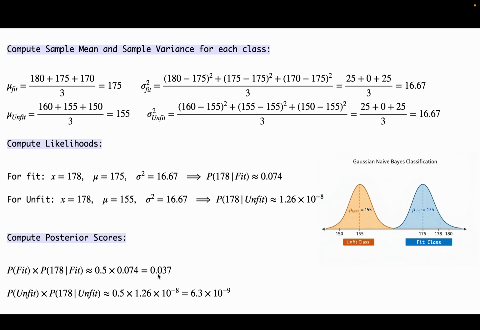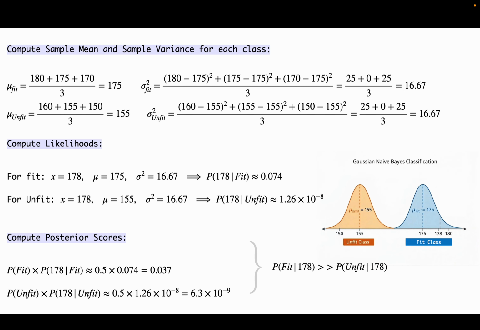Since this value is more, we say that 178 belongs to the fit class. By the graph also we can see it is lying here. There is a certain non-zero probability for 178 even for the unfit class, but it is very low. It's just that the probability of 178 belonging to the fit class is more as compared to the unfit class. This is how we compute the posterior scores and thereby determine which class it belongs to. This is how Gaussian naive Bayes works.